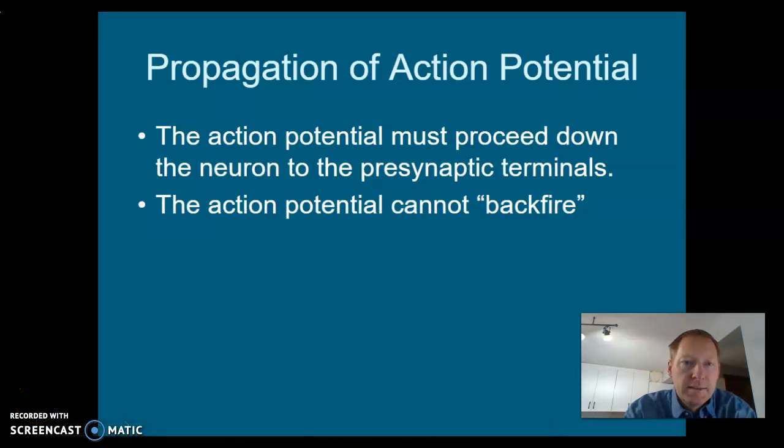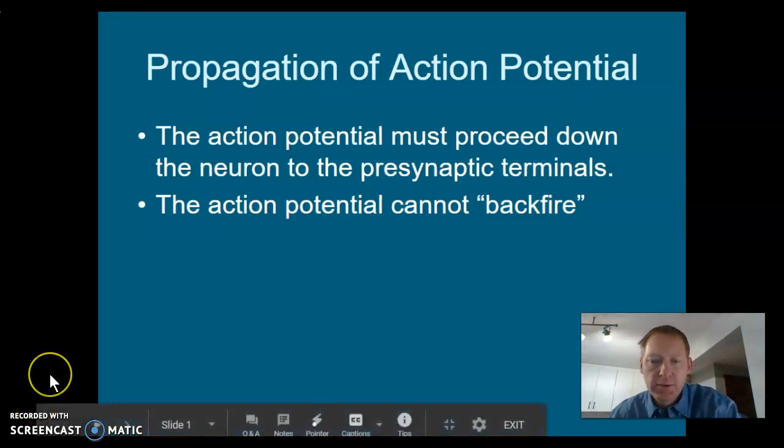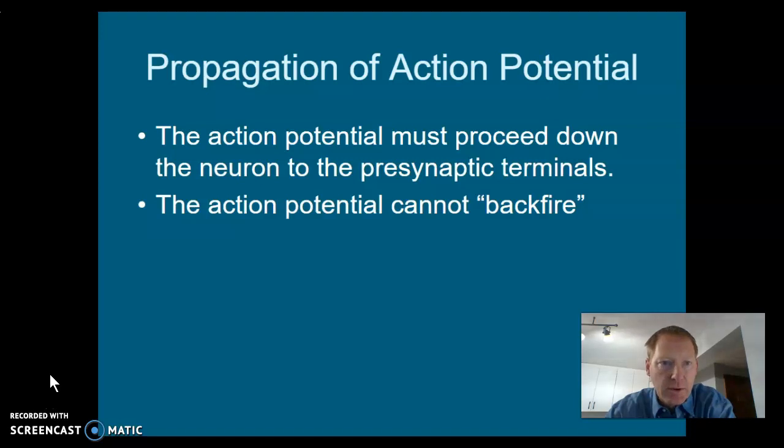Welcome, everybody. This is lesson 7 for our muscular system unit. We're going to talk today about the propagation of action potentials down a neuron.